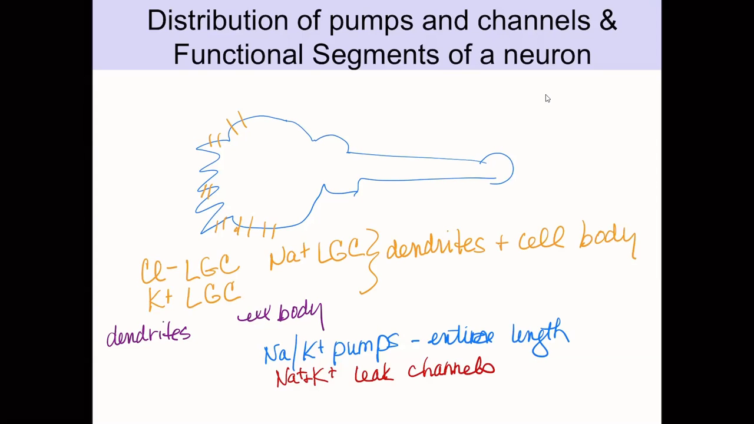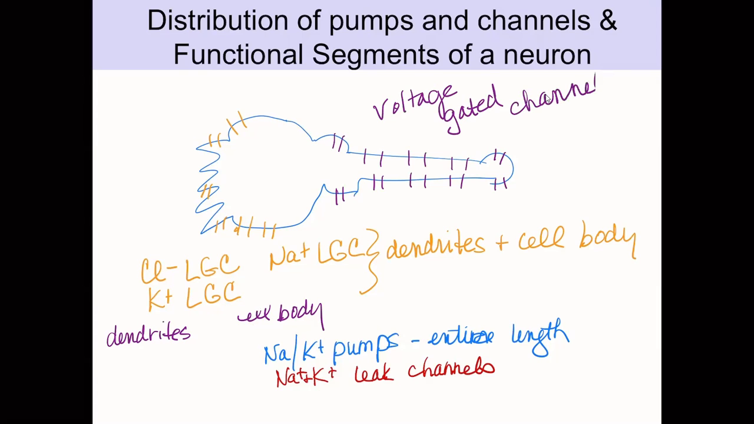The voltage gated channels are going to be down here. The voltage gated channels are on the axon hillock and the axon, and there are some down here too. They're going to open when the charge changes. Okay, so let's just go forward for now.